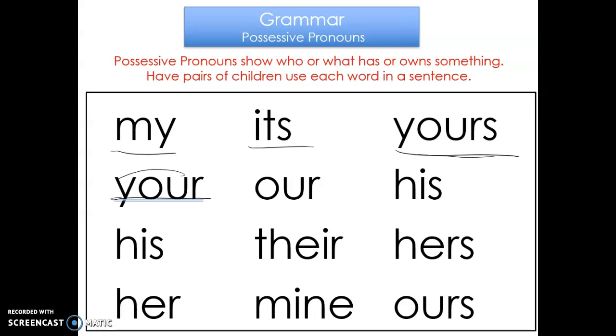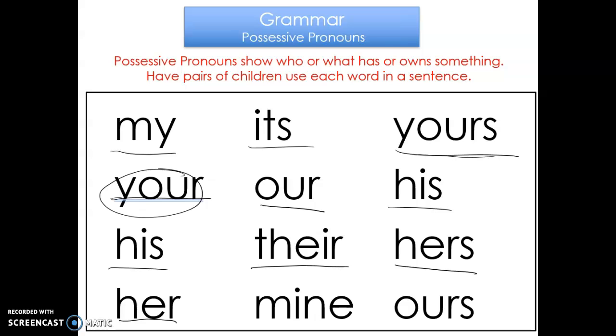Okay, so this one needs an object to go with it. Our says it belongs to a group that I am a part of. His and his. Okay, two different ways when we're talking about it belongs to him. If we are talking with it indirect or direct, either way we use his. Where for girls, indirect and direct, we say her or hers. That belongs to her, it is hers.